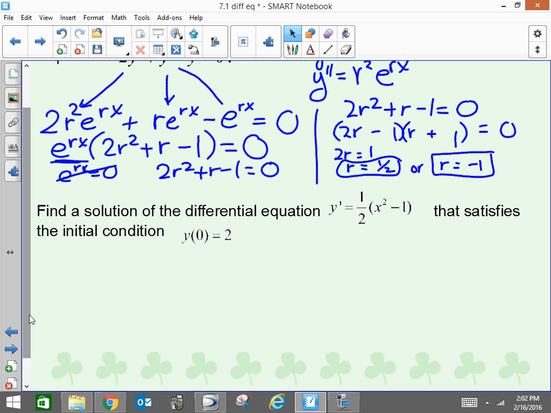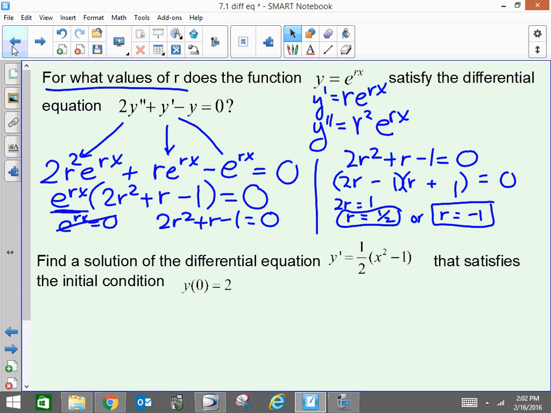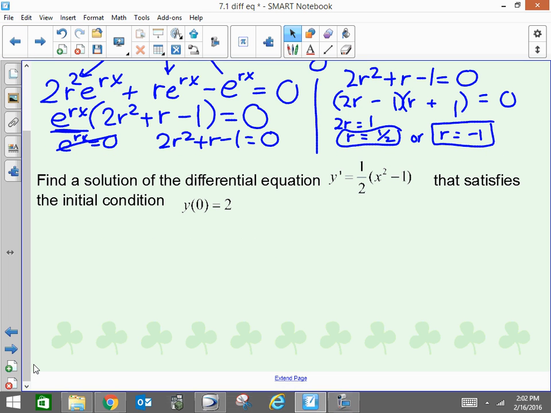All right. Back to a normal, find the solution of the diff EQ. Y prime equals 1/2 x squared minus 1 that satisfies the initial condition y of 0 equals 2. So this is just a normal differential equation problem. You want to do it together, or you want to just do it? Okay.